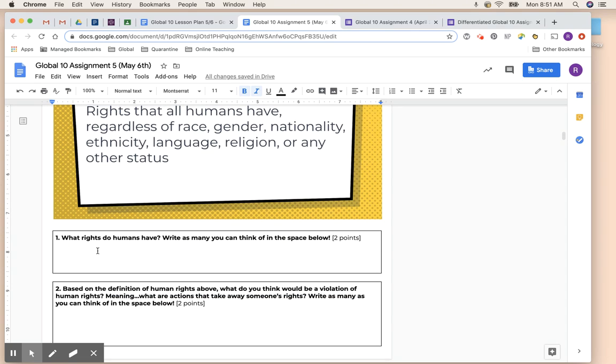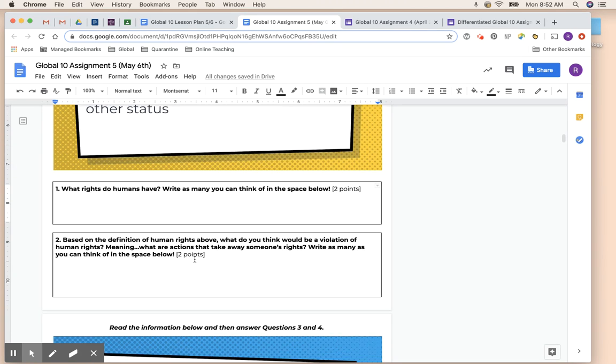So the first thing I wanted you to do was say, what rights do humans have? Write as many as you can think of in the space below. I'm going to give you an example. When I think about human rights, the first one I think of, and I think it's because we live in the United States, is freedom of speech. We have the freedom to say anything as long as it won't necessarily cause harm. But we have freedom of religion, things like that. I just give you a few examples, but try to write as many as you can think of in that space. Then you're going to move on.